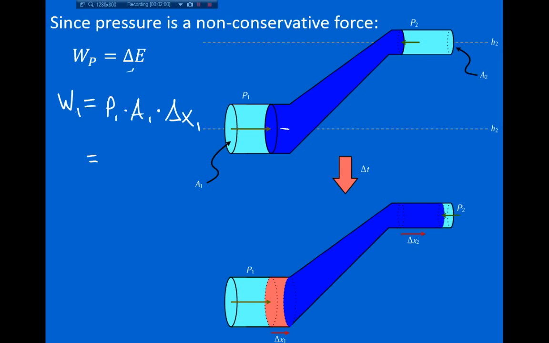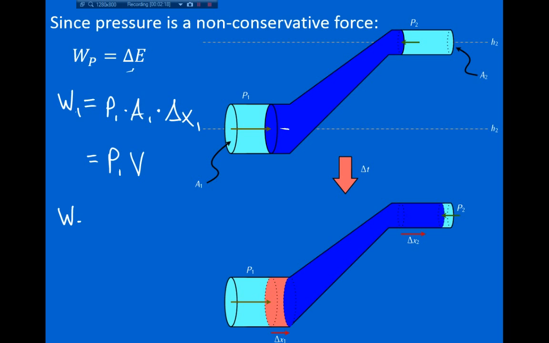And if we think about this, the area of the pipe times the distance that the water moves through, I have it shown down here, this is the volume that the water is displaced in this pipe. So we could write this as P1 times the volume of water that's displaced.